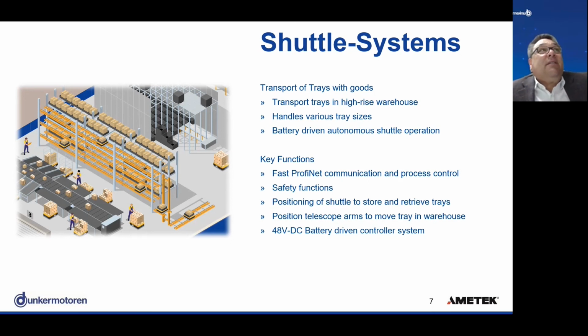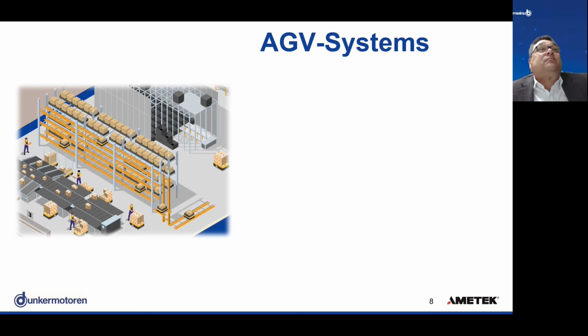And as already mentioned, we have a battery or a power cap driven system. So the whole shuttle runs usually on 48-volt DC battery systems or power cap systems, which need to be loaded on a loading bay or somewhere to run them independently in the tracks.